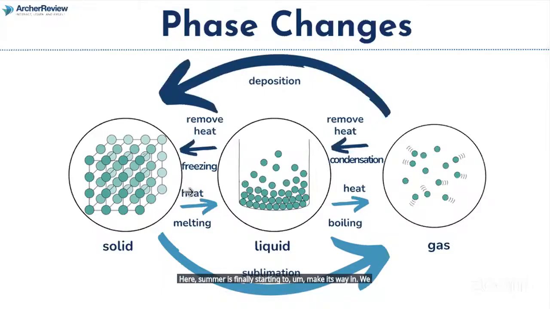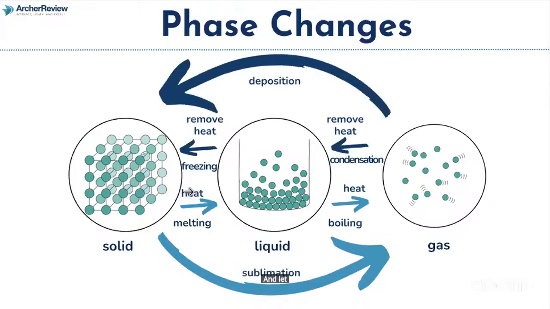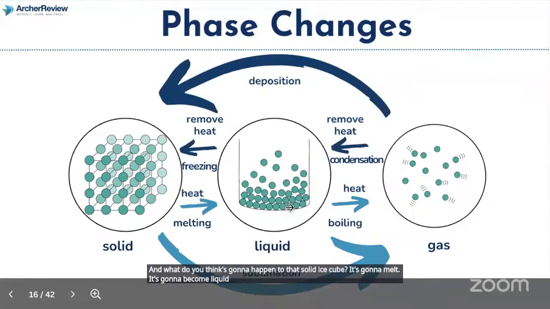We're about 90 degrees today, where we've been in the cool 65, 70 degrees. So if I were to put an ice cube out on my driveway and let the sun hit it with that 90-degree power today, we're adding heat. And what do you think is going to happen to that solid ice cube? It's going to melt. It's going to become liquid water. There's just going to be a puddle there on the driveway, right?